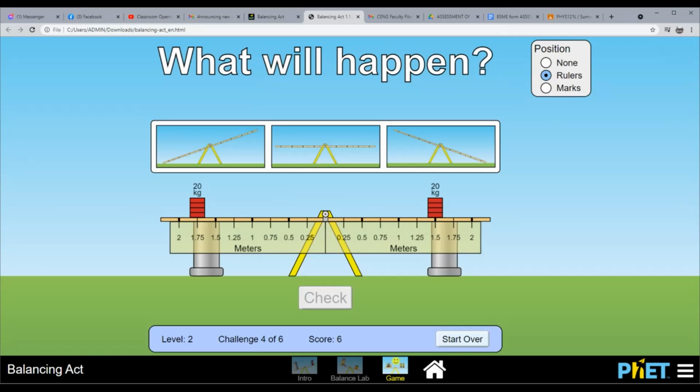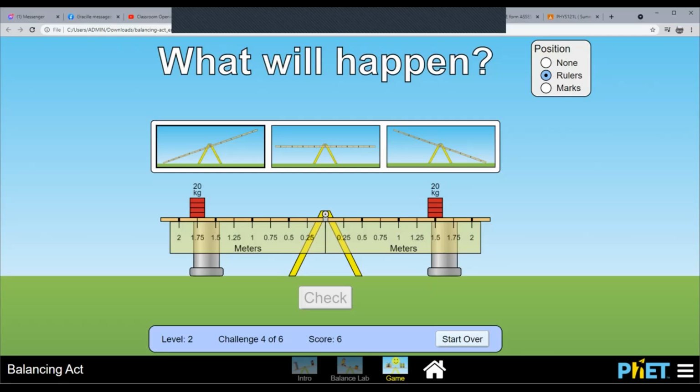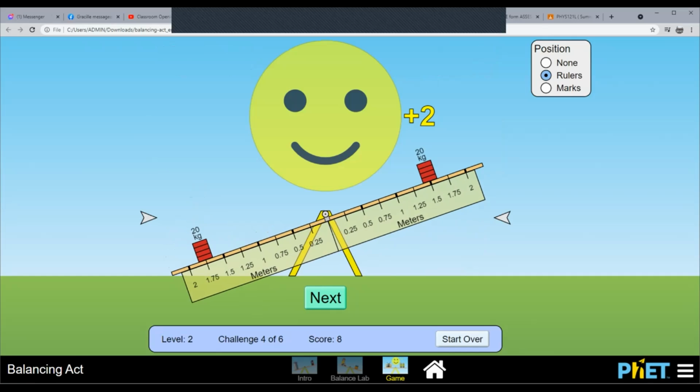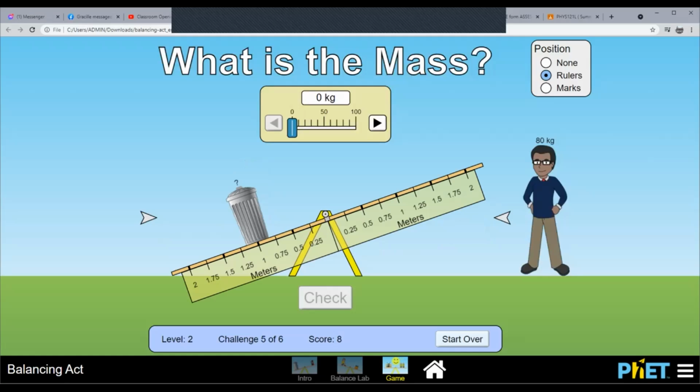What will happen? Balance po. Hindi po balance. Babagsak po sa kaliwa. Okay, you decide. Yung first condition. Second condition. Babagsak po sa kaliwa. Ang first po, first condition ito. Yes po. Okay, let us check. Okay, that's good. Next.